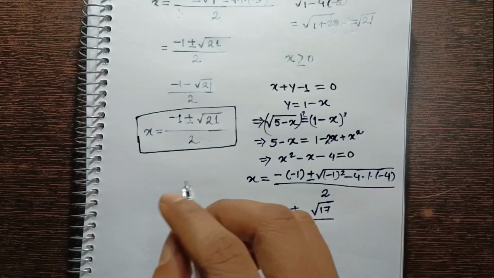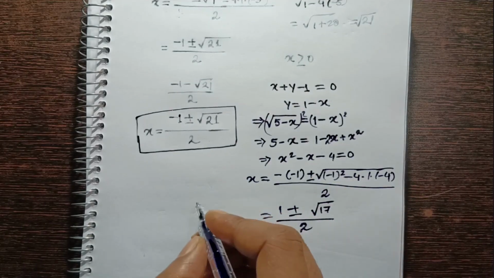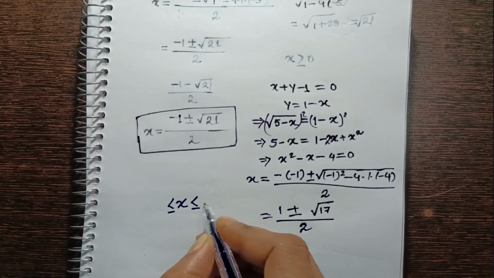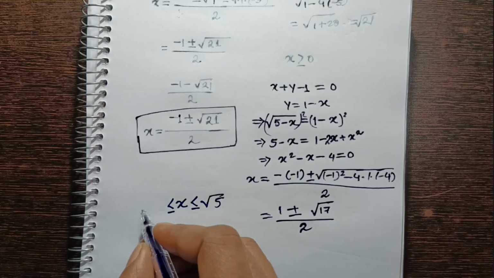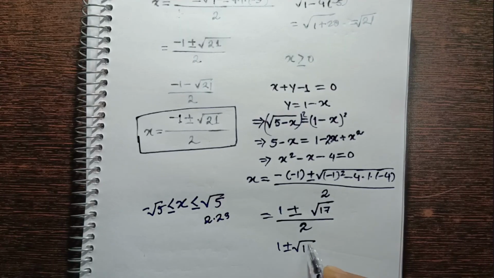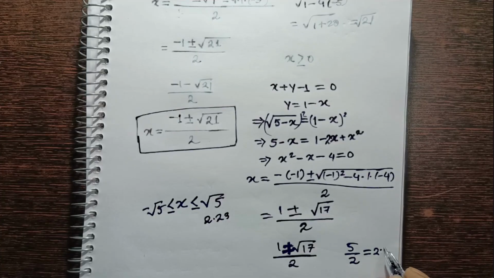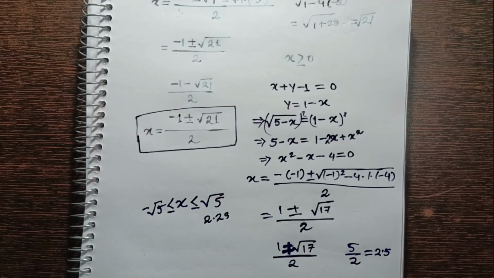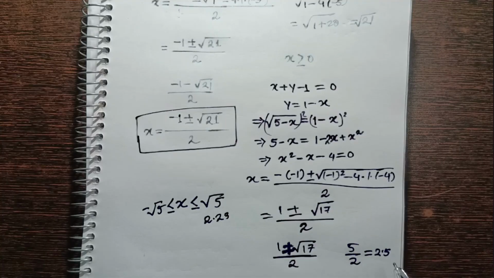Now, we have to be really careful with the domain constraints we talked about at the very beginning. Remember, we said x cannot be greater than the square root of 5, which is roughly 2.23. If you look at the option 1 plus the square root of 17 over 2, well, square root of 17 is a bit more than 4, so 1 plus 4 is 5, divided by 2 is 2.5, which is definitely larger than 2.23. So that solution is too big and it breaks our original constraint. So we have to discard the version with the plus sign, leaving us with the valid root for this case, which is 1 minus the square root of 17 divided by 2.